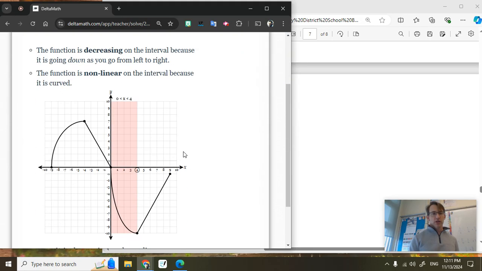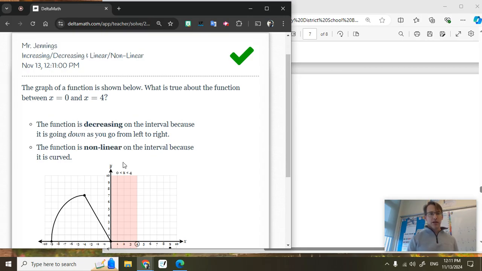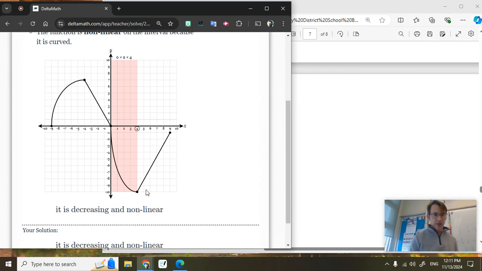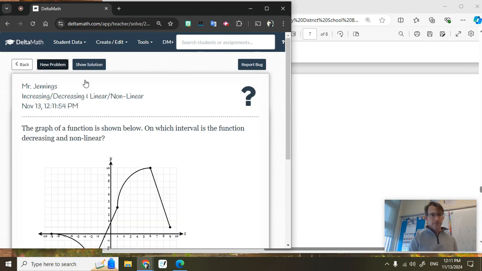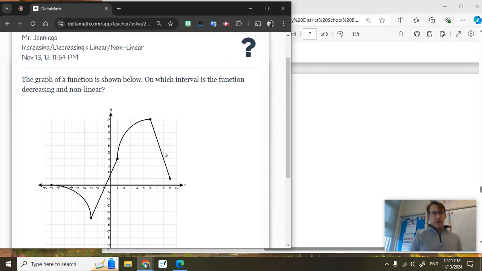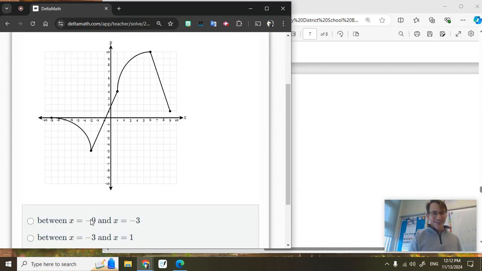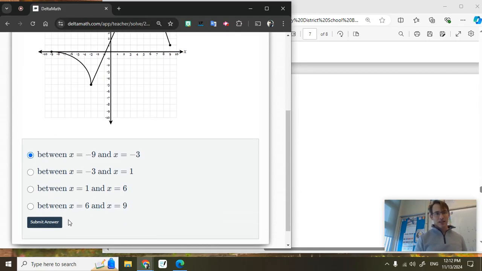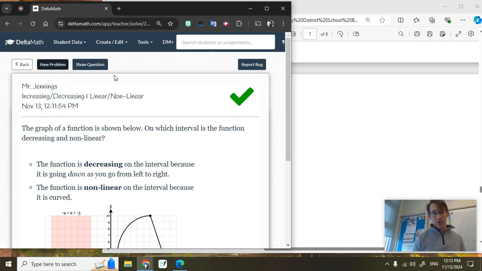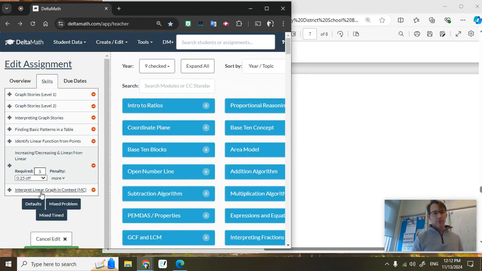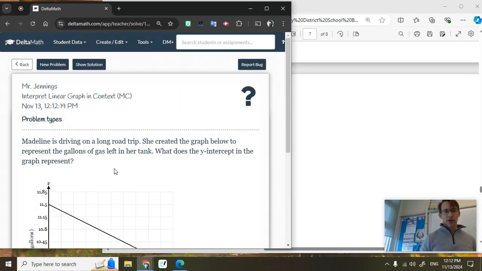Yes, let's go. So see, they've identified the region that we're interested in between x is 0 and x is 4, and then they look at the function and see what it is. Okay, let's do another. Okay, so which one is decreasing and nonlinear? Well, I can see here from x is negative 9 to x is negative 3, the function decreases in a nonlinear manner. Yeah, there we go. So these are the question types that you will do in this one, working on that vocabulary. And then this one, last type of question today.